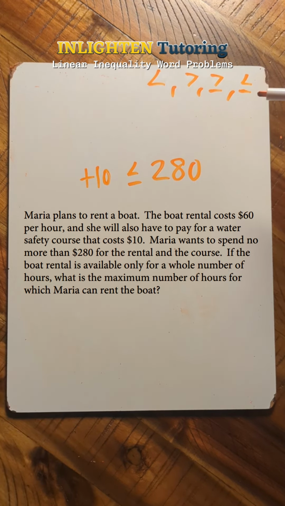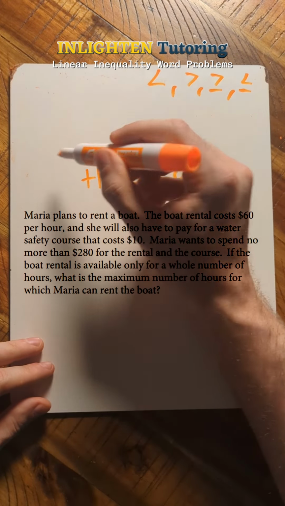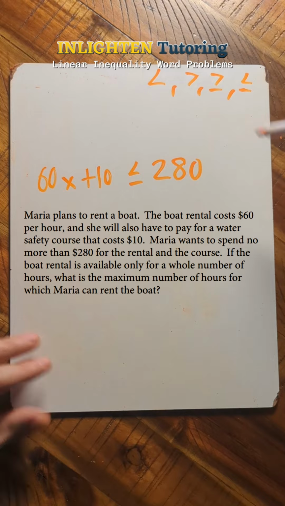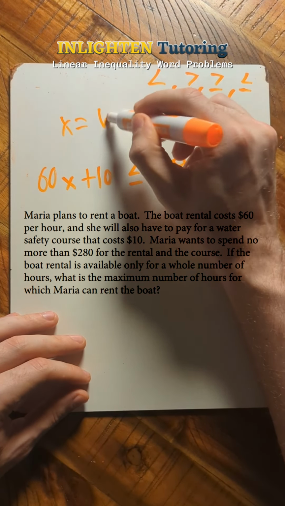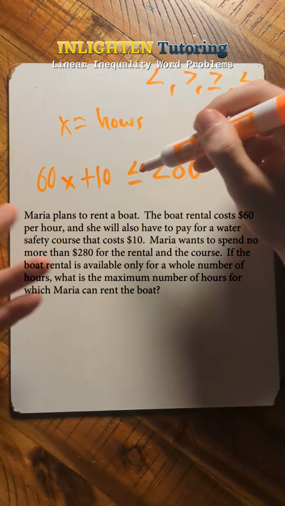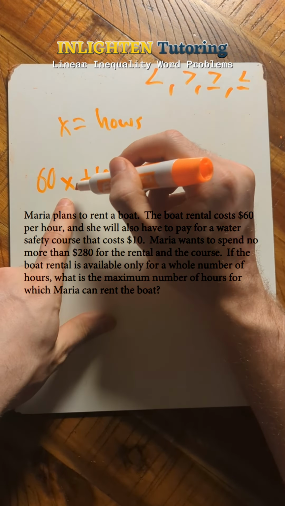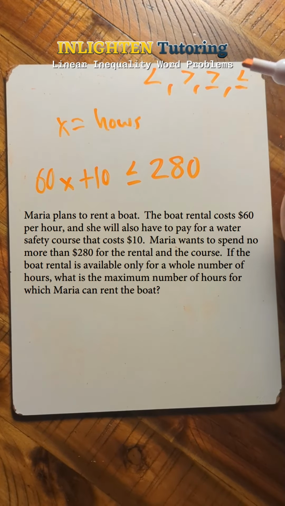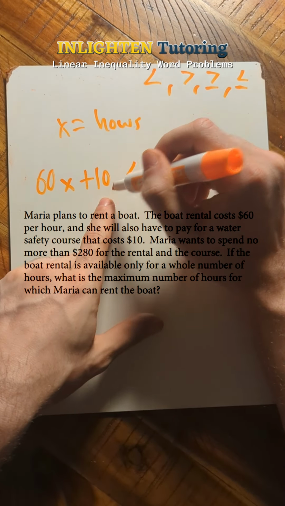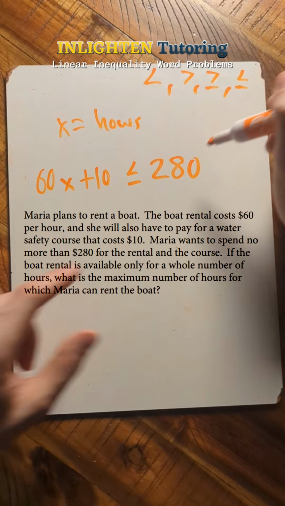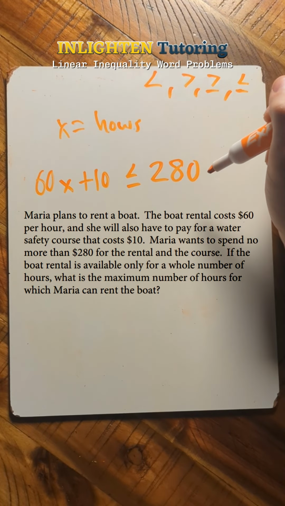Variable cost, again, because it says per hour, which means it depends on the number of hours. I'm going to call that 60x, where x is the number of hours. So let's just double check this. 60 times a certain number of hours. If it's $60 per hour, for 2 hours, it's going to be 120. Okay, that checks out. Plus this 10, which doesn't change, doesn't depend on anything else, must be less than or equal to 280. Okay, so far so good.